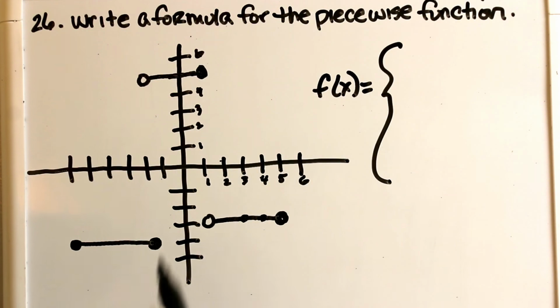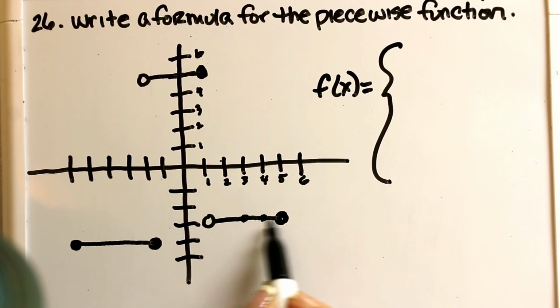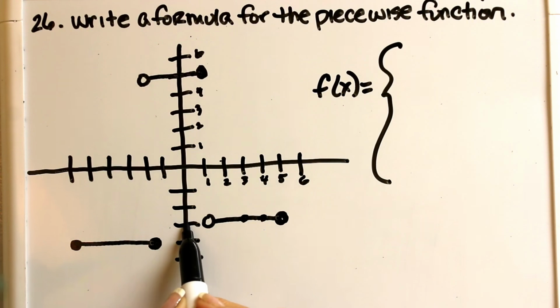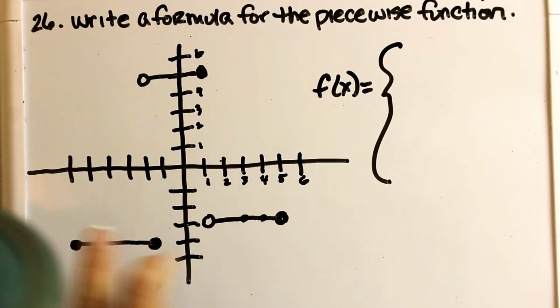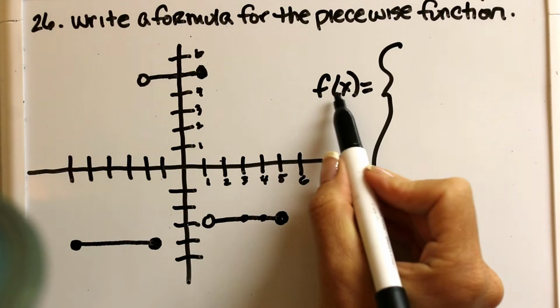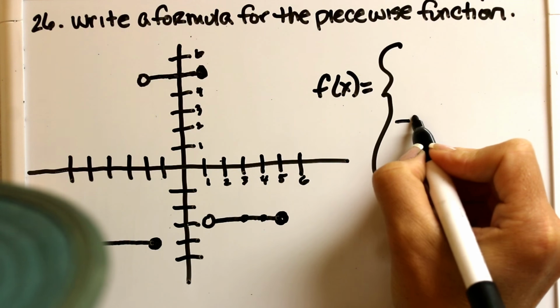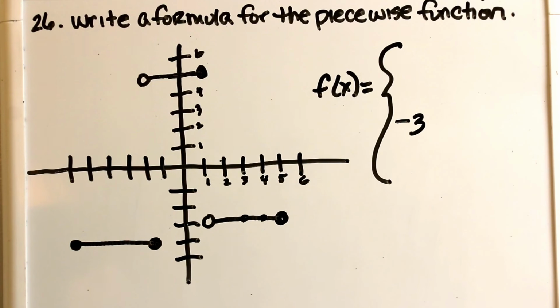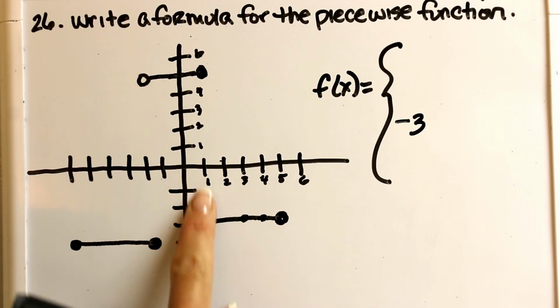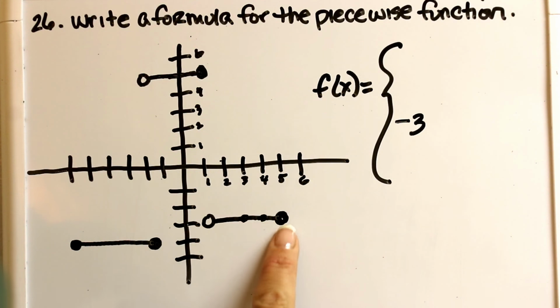You can see that even if we extended the line, it would cross the y-axis at -3. So the equation for this line, if it were extended, is y equals, or f of x equals, -3. The problem is we do not want the entire line. You can see this is just a line segment. We actually want the part of the line where x is from 1 to 5.